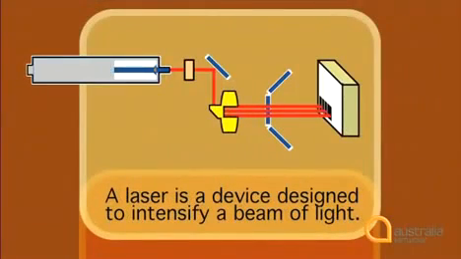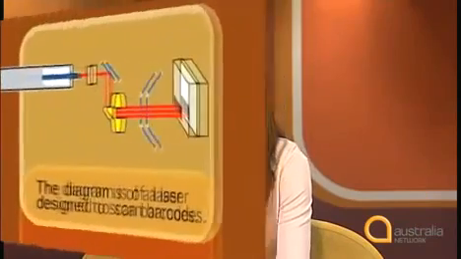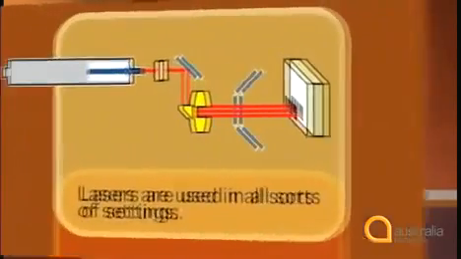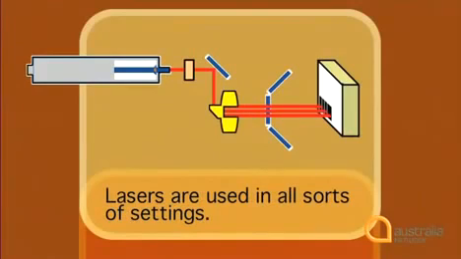She talks about the function of the laser and lists a few of the things we use lasers for today. In formal writing, if you were to introduce a discussion of lasers, you could structure your opening paragraph in a few ways. One idea would be to start like this. A laser is a device designed to intensify a beam of light. Or you might choose to write, the diagram is of a laser designed to scan barcodes. But Imogen chooses to begin by telling us what lasers are used for.